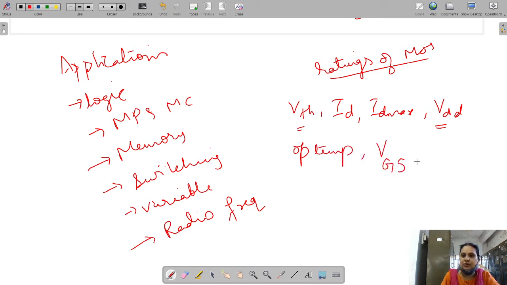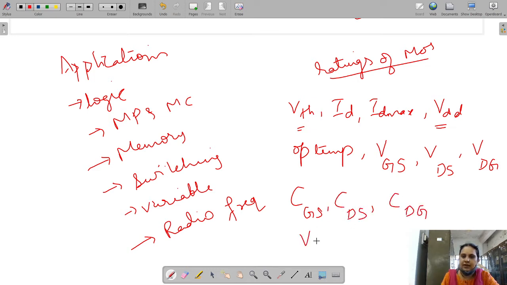We have a junction from gate to source, a junction from drain to source, then the voltage from drain to source, the voltage between drain and gate, then the junction capacitance, then the maximum breakdown voltage if the drain to source is connected in reverse bias mode. Then we have the on time and off time of the MOSFET, where the MOSFET will be turned on and off as a switch within the mentioned amount of time. We have the power dissipation.